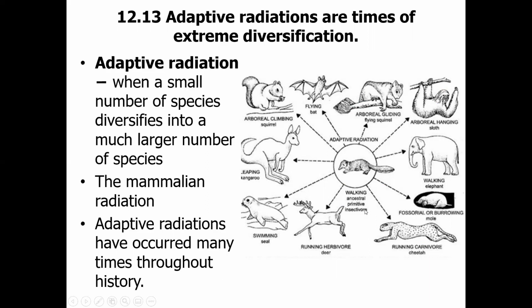With adaptive radiation, we have an ancestral primitive insectivore. This is basically just an ancient mammal that ate insects. And ultimately, from the catastrophe that wiped out the dinosaurs, we had a radiation into a bunch of different mammals that we know today. So bats, flying squirrels, elephants, cheetahs, moles, seals, you name it. They all came over time from this radiation. So pretty much inhabiting all different types of environments we could think of. So forest, savanna, ocean, throughout history.